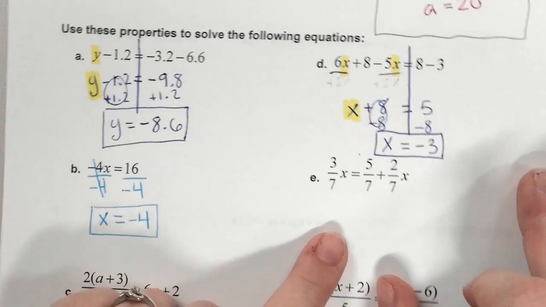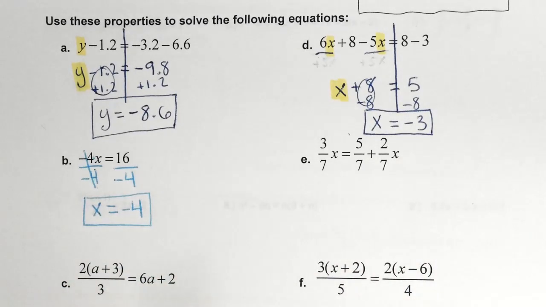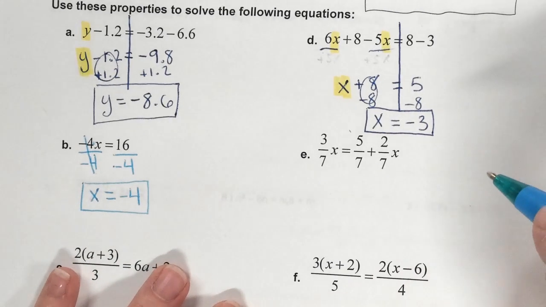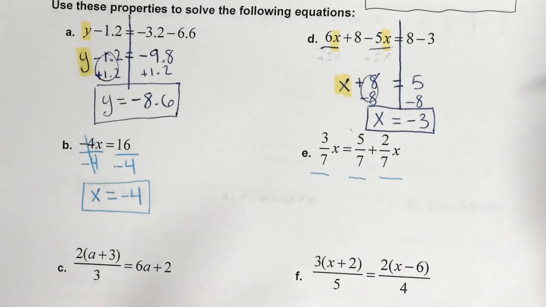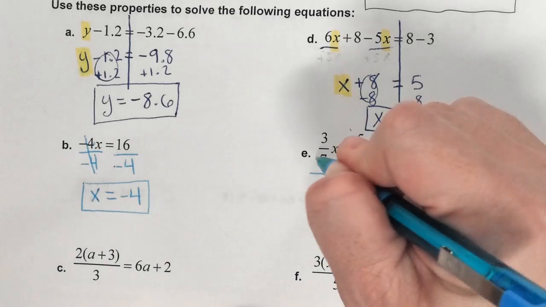Okay, look at E. What do you notice? How many terms are there? 1, 2, 3. What do all 3 terms have in common? A denominator of what? When every single term has the common denominator, guess what you get to do when it's an equation? Not add, but you can cancel it.